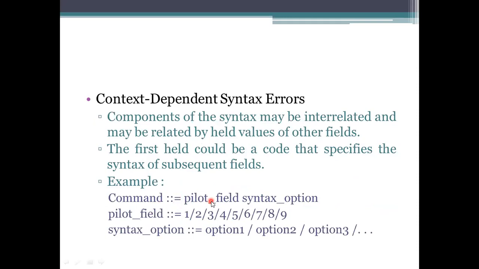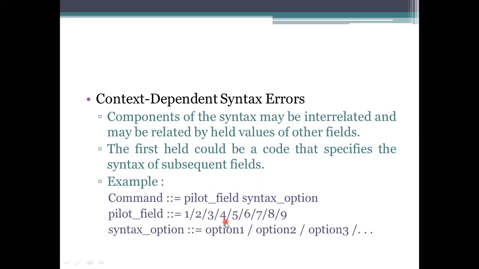If these are related values to the fields we are having, see this example: the command has a pilot field and a syntax option. What is a pilot field? The pilot field consists of the numbers 1 2 3 4 5 6 7 8 9, and the syntax option consists of n options. The specification we are providing here is that the command we are using should be preceded by one of these options. It means the command field should use the pilot field value, which will consist of the one here. So we should define this syntax in a correct way, and there is no need to specify the other options or the other pilot fields in it.